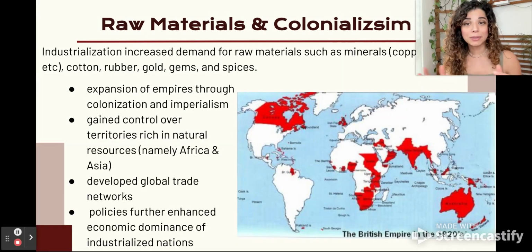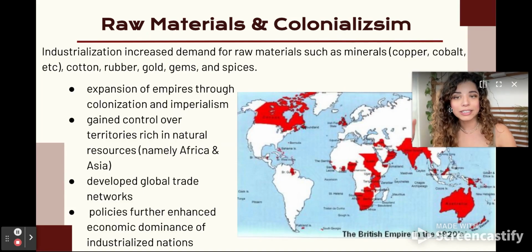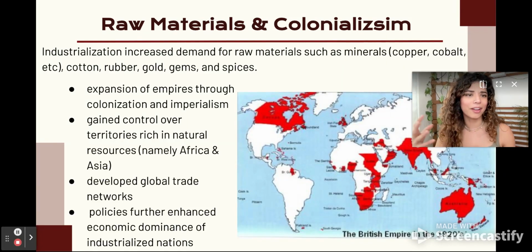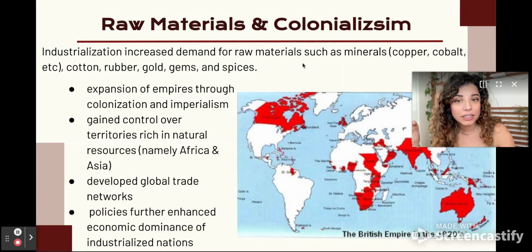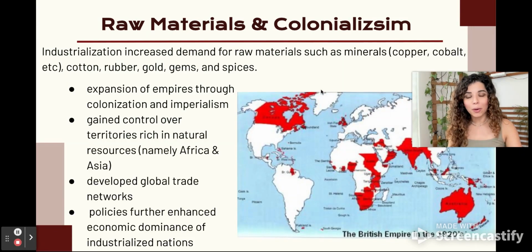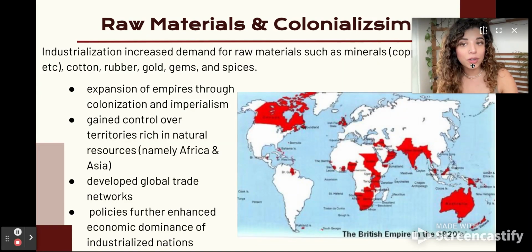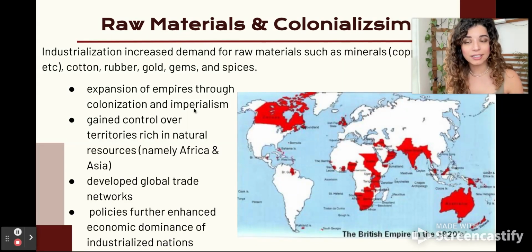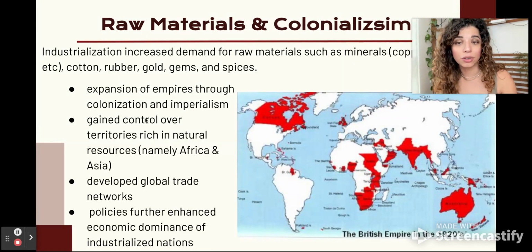So this is what we see here. Industrialization increased the demand for raw materials, such as minerals, things like copper, cobalt, and a lot of others, things like cotton, rubber, gold, gems like diamonds, and spices like tea. This is not only raw materials, which is definitely part of it, but also being able to process these things to sell at a larger scale, like tea. A few things are related to this: the expansion of empires through colonization and imperialism.